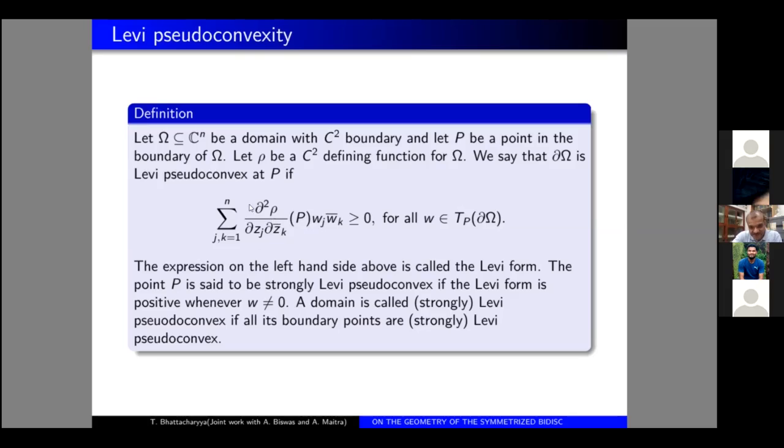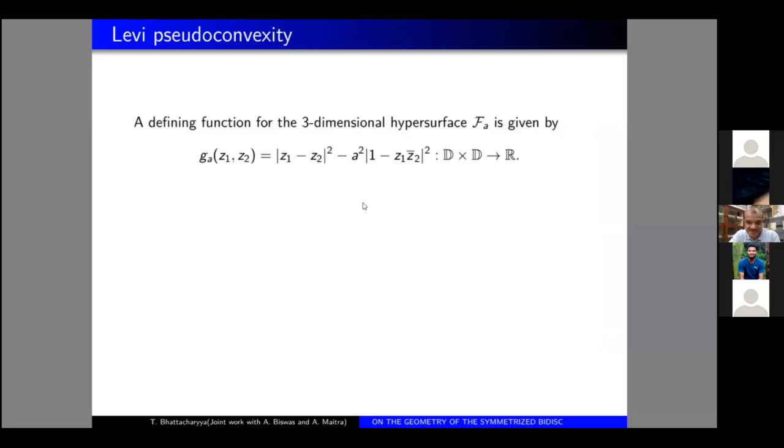So this expression here is called the Levi form. Now, you call it strongly pseudoconvex, strongly Levi pseudoconvex, if the inequality is strictly greater rather than greater than or equal to. And if it happens for all boundary points, then you say that the domain or the boundary, whichever, is Levi pseudoconvex. Sometimes you say the domain is Levi pseudoconvex, sometimes you say the boundary is, but the meaning is clear. All points P satisfy this. So this is one more thing that we could investigate.